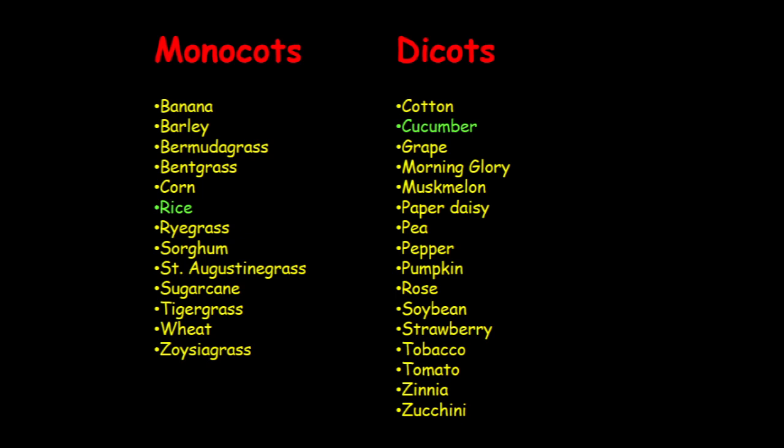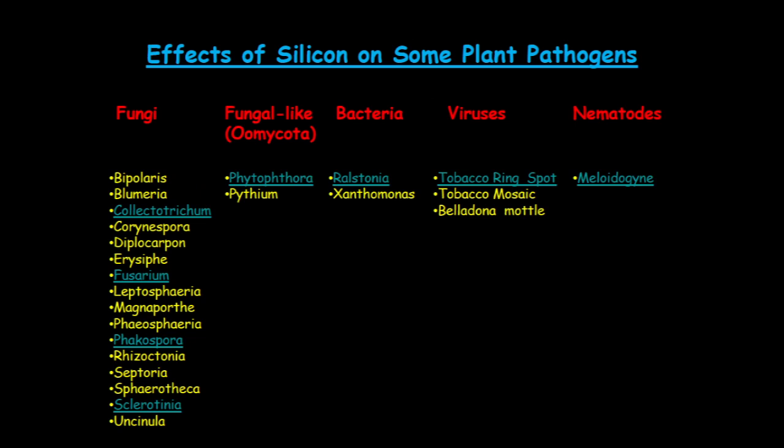Since that time, rice has been the model crop for monocots, and cucumbers have kind of been the model crop for dicots when it comes to studying a number of plant diseases. But since that time, there are other important agronomic and horticultural crops that have been looked at, and a number of the diseases that have been infecting those have been investigated. Some of these plant pathogens you can see are predominantly plant pathogenic fungi, but there are some from the Oomycota that are fungal-like, like Phytophthora, Pythium, bacteria like Ralstonia, Xanthomonas, viruses, and nematodes.